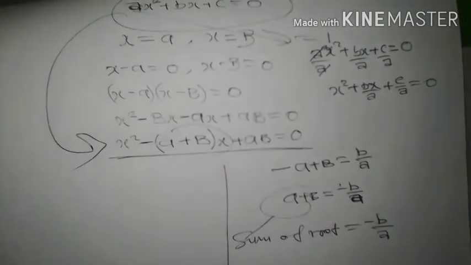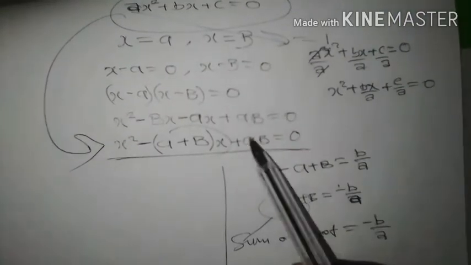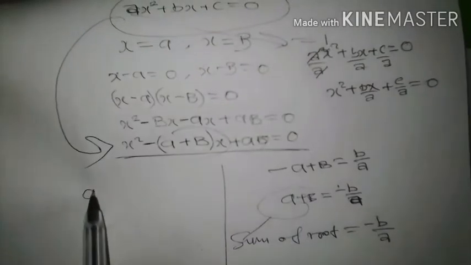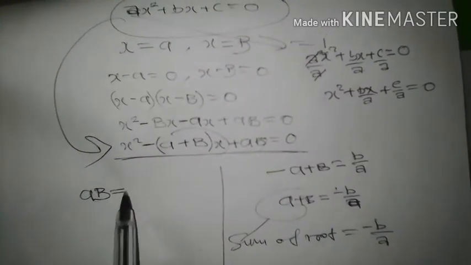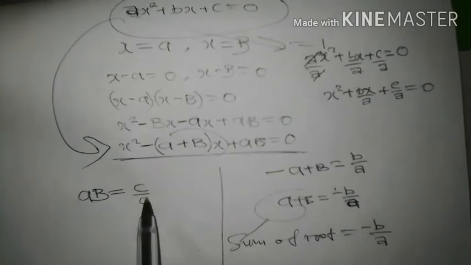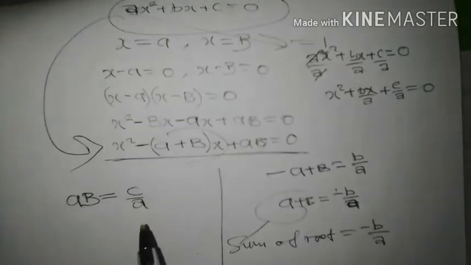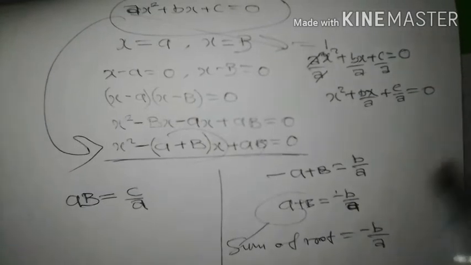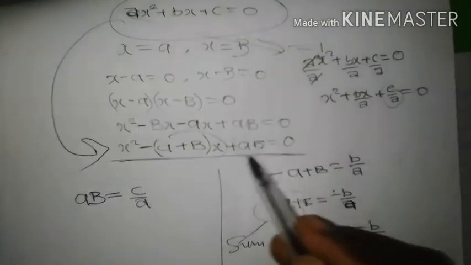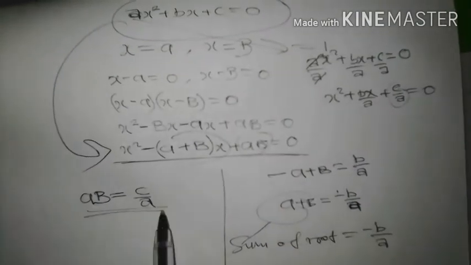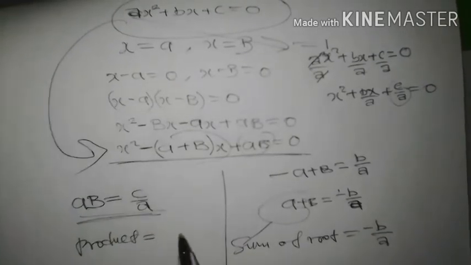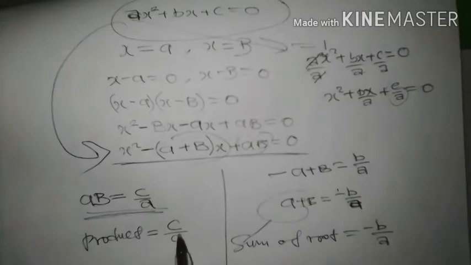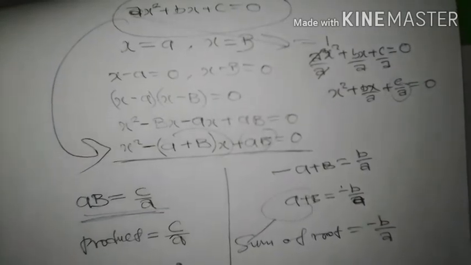If we compare also this part, we realize that alpha beta is equal to c over a. It's just getting what is here and comparing it with what is here. So the product of the roots is equal to c over a.